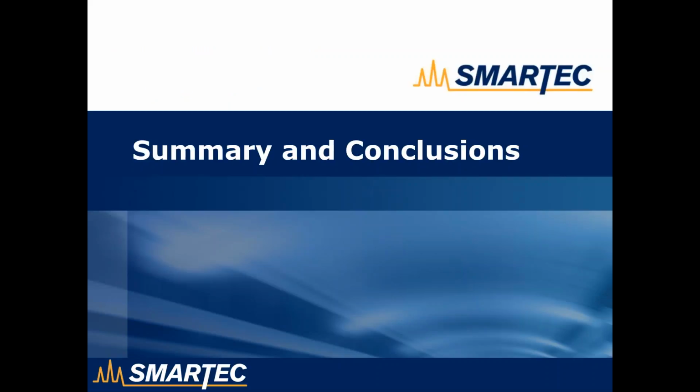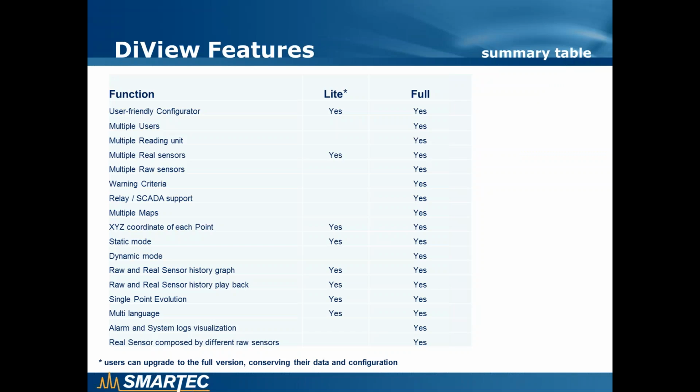So, summary and conclusion. The differences between the DiView Lite and the DiView Full are summarized on this slide. Basically, the Lite has the following restrictions. It is for static visualization. It is only for one reading unit. It is only for one raw sensor. It allows only one map. And then the user can upgrade to the full version at any time, conserving their data and the configuration.